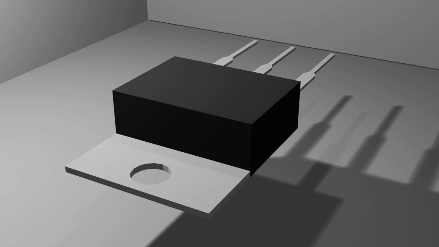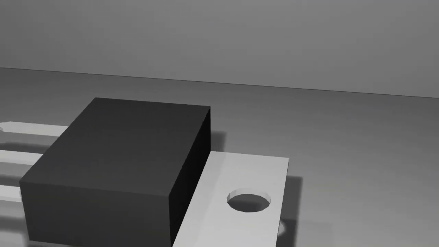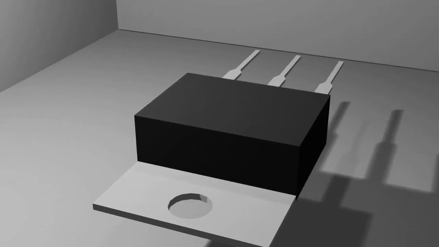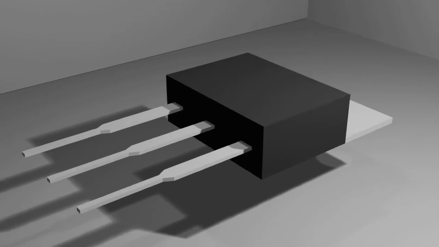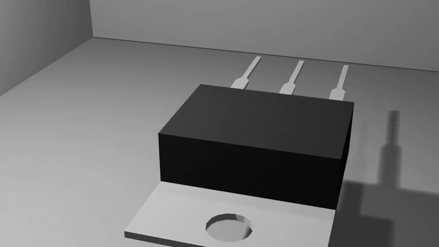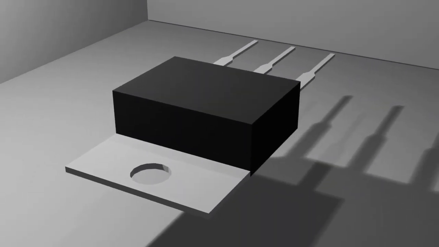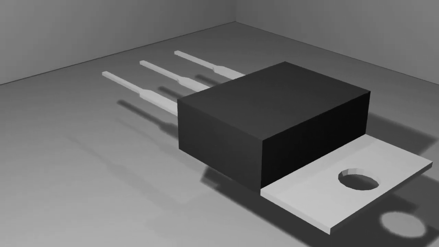Key principles. 1. Structure. A transistor has three main parts. Emitter, the part that releases carriers, electrons or holes. Base, a thin, middle layer that controls the flow of carriers. Collector, the part that collects the carriers and allows current to flow through the circuit. In the most common type, the bipolar junction transistor, BJT, these parts are configured in two types, NPN and PNP.